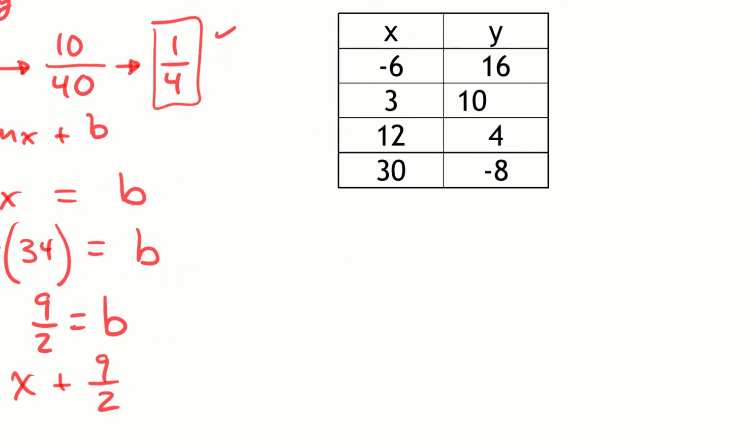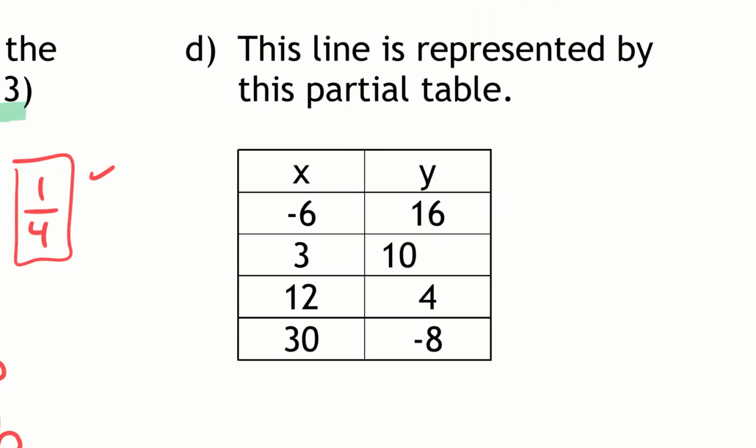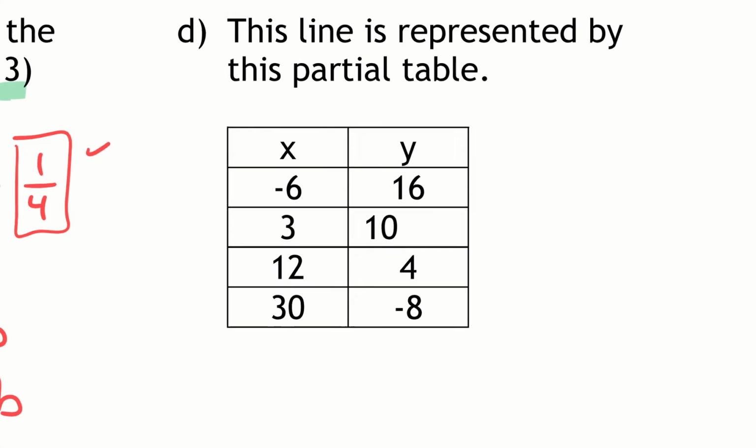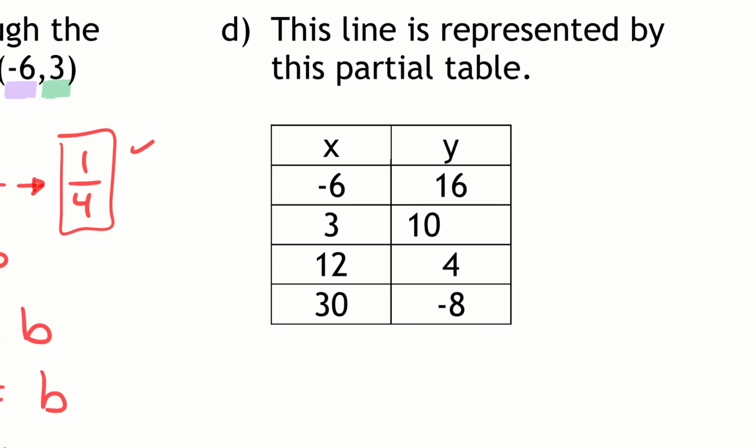The last one, part D, we have lots of values because we have an entire table here. So for this table, it really doesn't matter which values I use. I still need to look at the change in y, and I need to look at the change in x. Let's look at 10 and 4 for my y values. And for the x values that go with them, we're going to look at the 3 and the 12. So we're looking at 3, 10 and 12, 4.